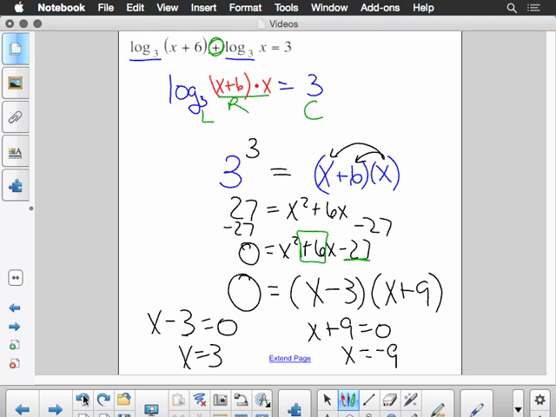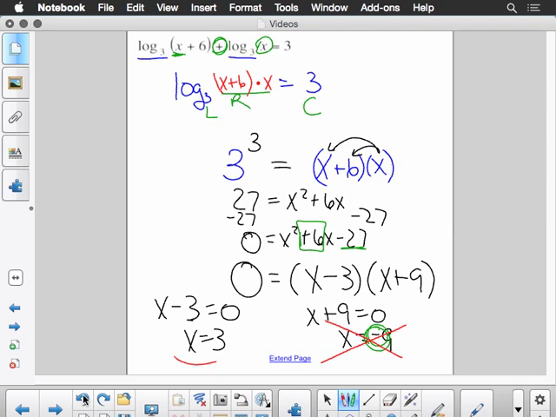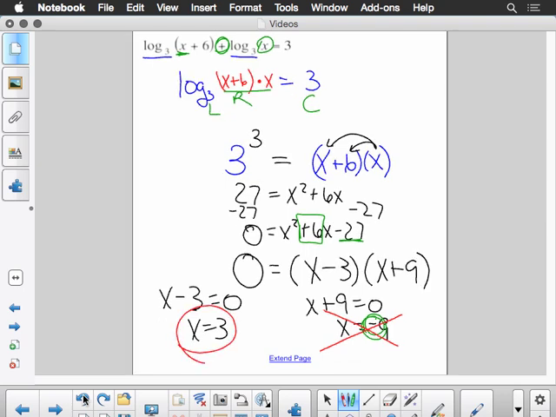Again, we have those two answers, and that's fine, but we need to double check that negative 9. I have to go back up to my original equation. If I put the negative 9 here, negative 9 plus 6 gives me a negative 3. I can't do that. And even if I put it over here, I can't do that. I can't take the logarithm of a negative number. So of course, we do the big red X, and there's our answer: x equals 3.